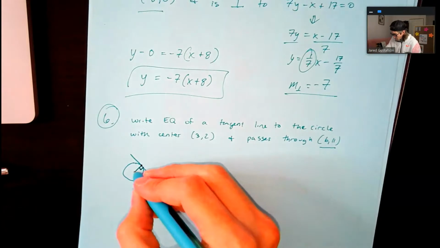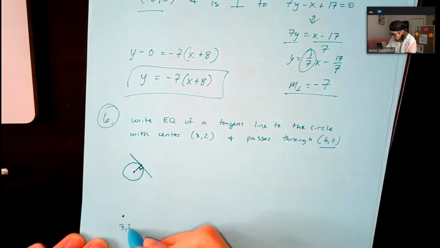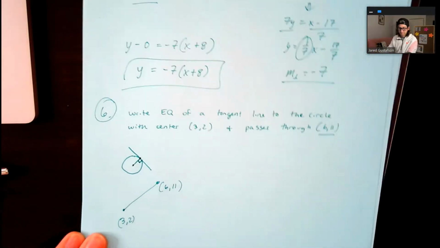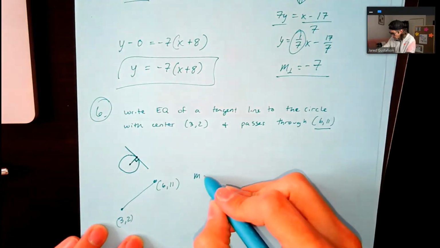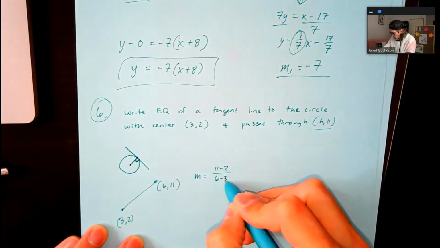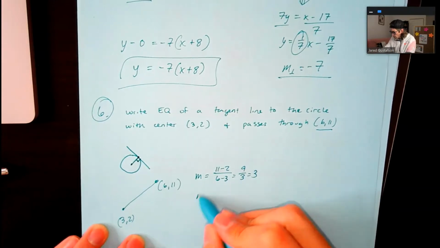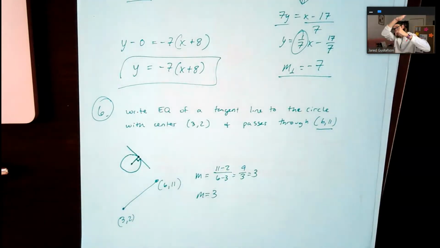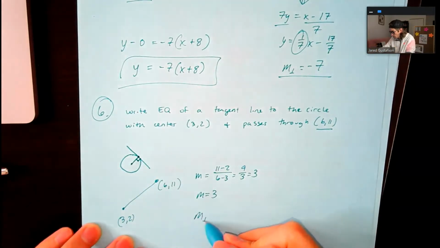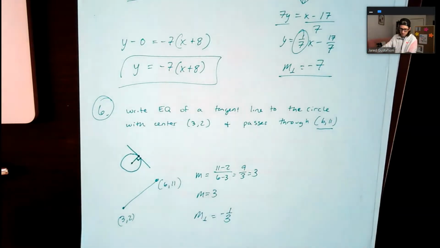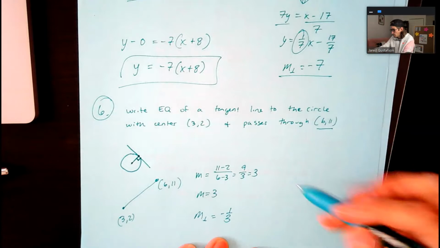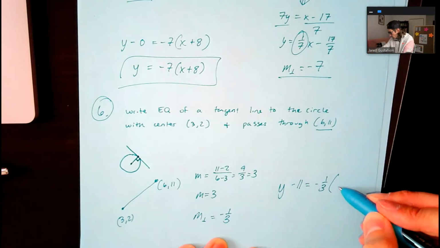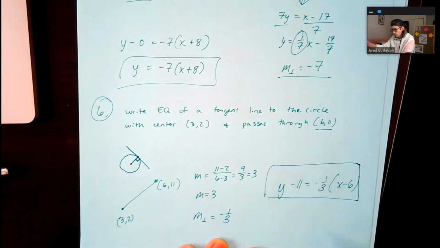And it's got to be perpendicular to the radius, and our radius extends from 3, 2 to 6, 11. Using our slope formula, 9/3. Looks like our slope of the radius is 3. And since the tangent thing kind of skips off of it, needs to be perpendicular, our perpendicular slope is going to be negative 1/3. And finally, using our point, we wrap up this section with our final equation right there.